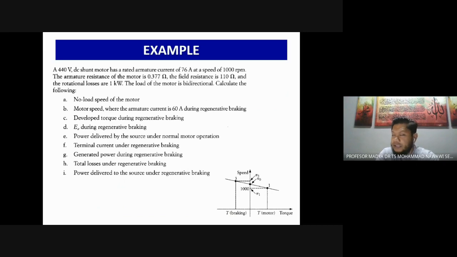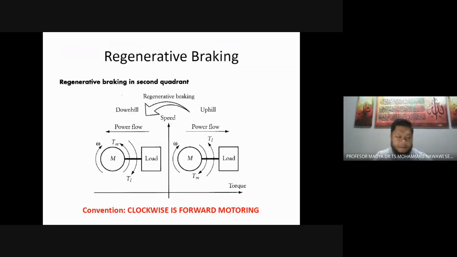Okay, I think that's it for today. You can try to do the samples to calculate the no load speed of the motor.